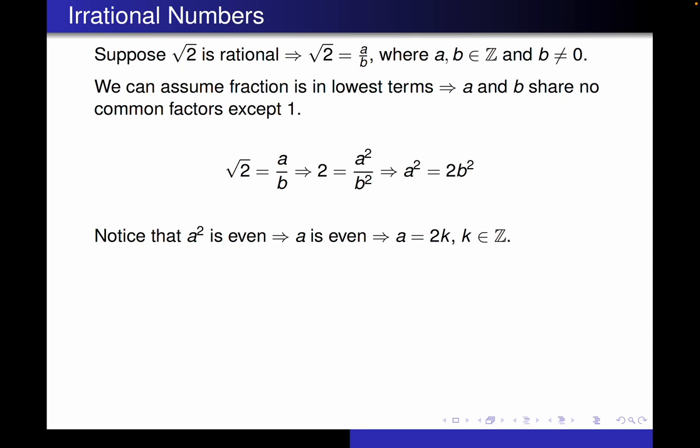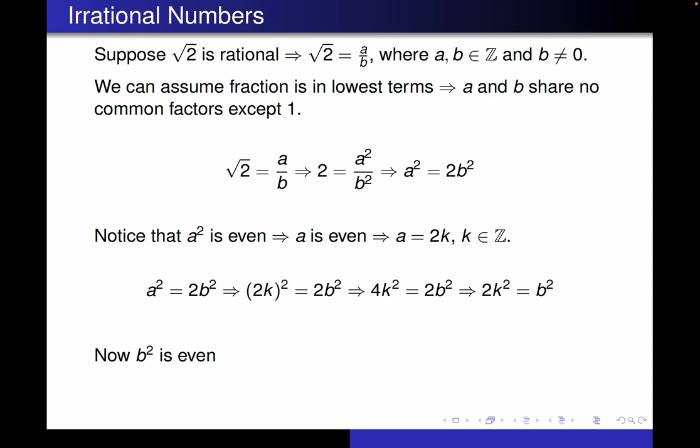But even number means that a is equal to 2 times k, where k is an integer. And now we can put that in for a in our last equation. We have a squared equals 2 times b squared. Put in 2k for a. We get (2k) squared equals 2b squared. We can square that out. We can divide out a 2. And now we can see that b squared is an even number since it is 2 times an integer.